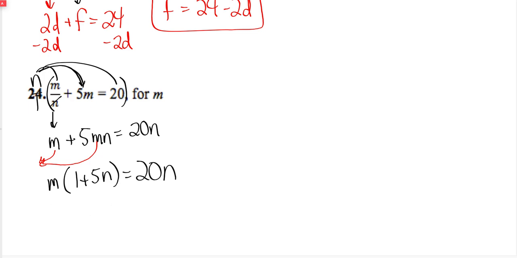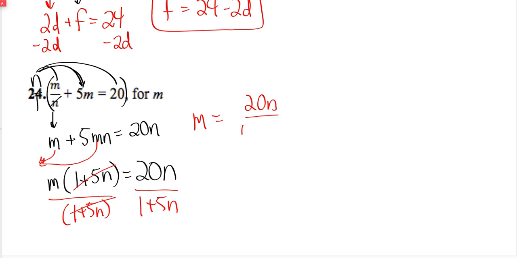How are we going to get rid of that? We're going to divide it out. So divide by 1 plus 5n. And that'll take care of that. And we have a final answer of 20n over 1 plus 5n.